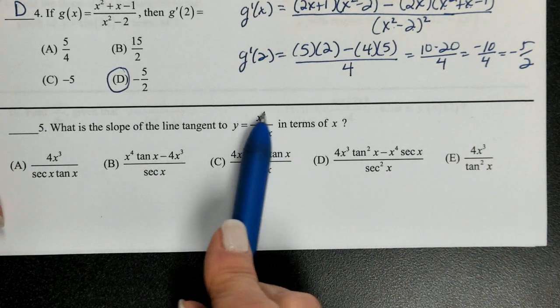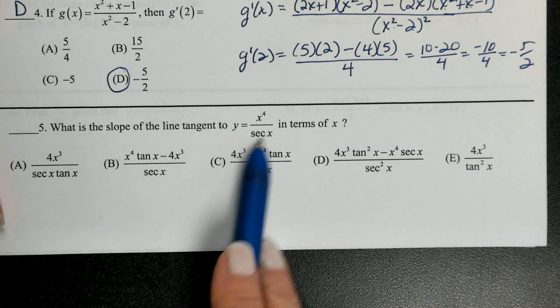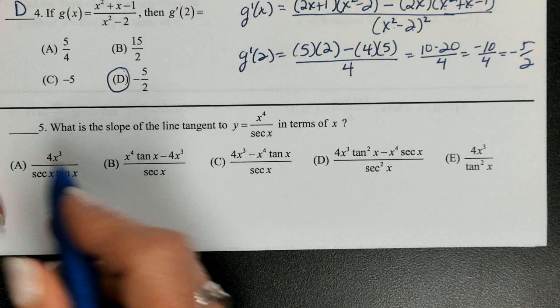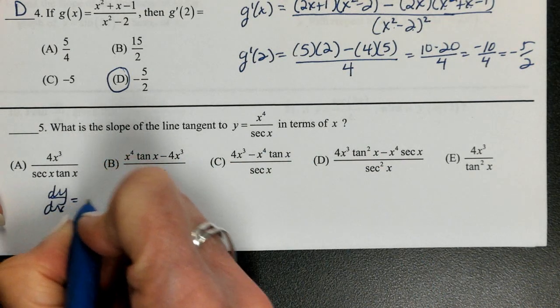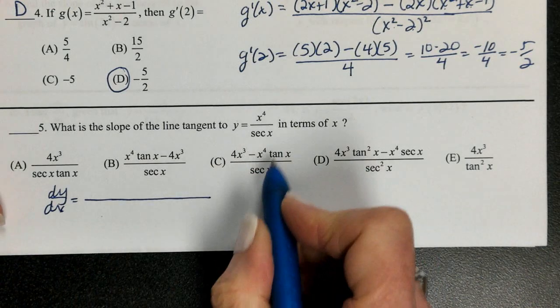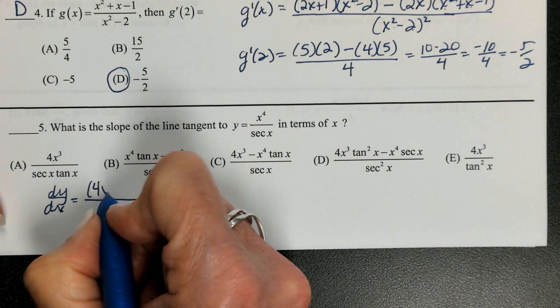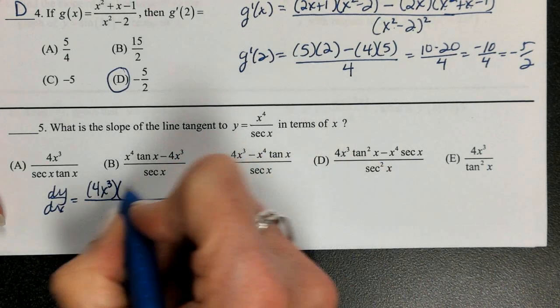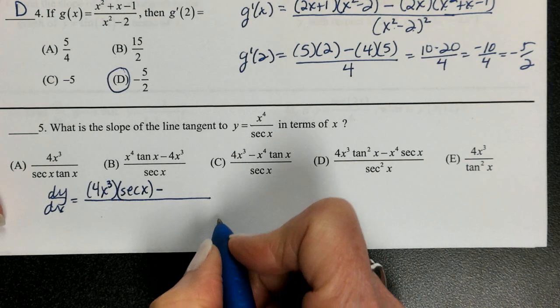Alrighty, number 5. Slope of the line tangent to this. If you were in class, I would have you do this together with your group, but you're not in class, so here we go. We're going to use the quotient rule. Start with the top and take its derivative, 4x cubed. Multiply by the bottom left alone. Minus, as in the quotient rule.